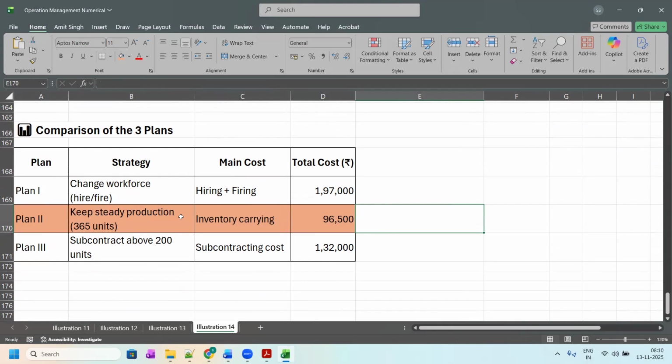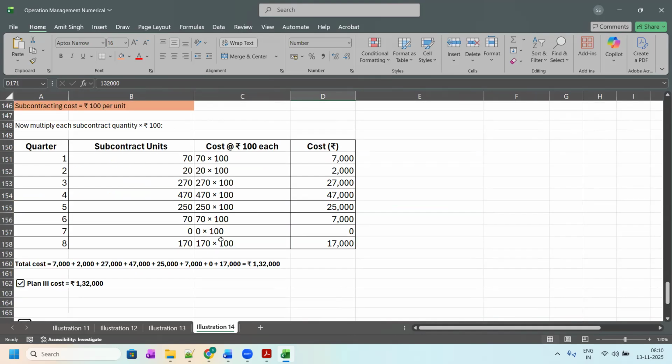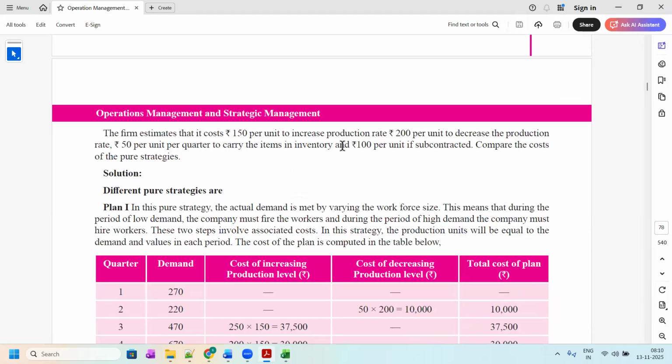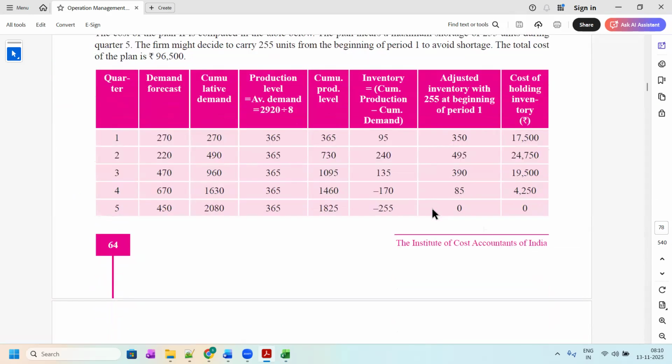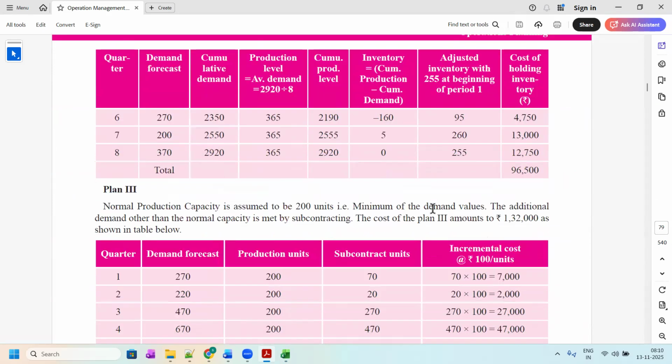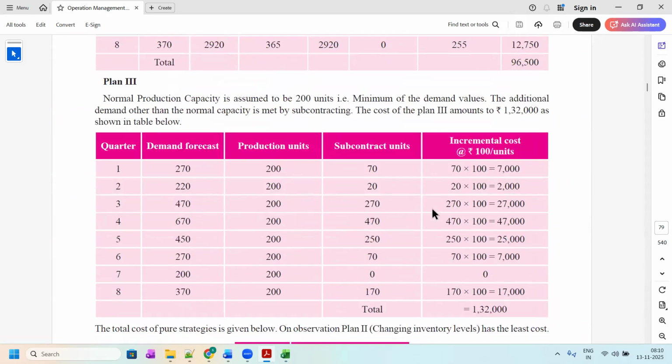Understood? Yes, sir. Sir, where was that 100 given actually? The subcontracting cost per unit, 100? It is given already in the numerical only. That's why I told you to write this down. Okay, yes, in the starting it's given. That's why, even though I knew, I wrote down the figures, because if you write, you'll remember that.